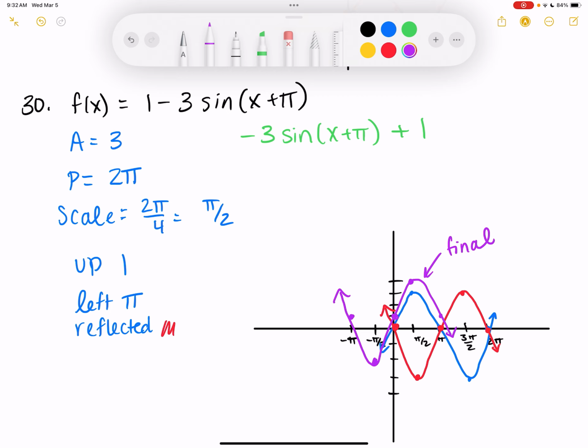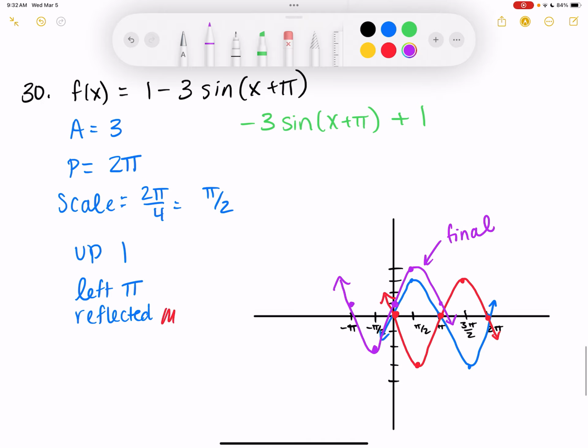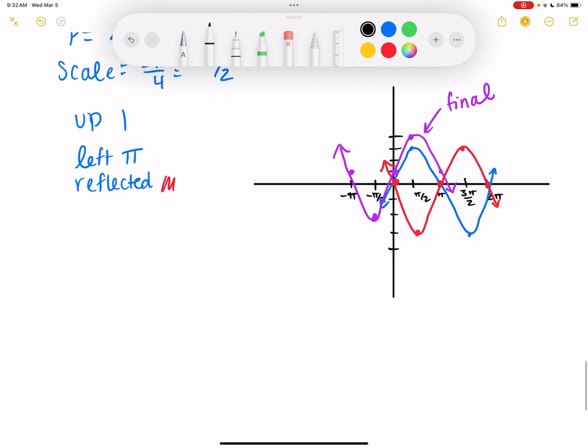All right. I'm going to do one more graph. I'm going to do a cosine one. f of x equals negative cosine of x plus pi over 2 minus 2.